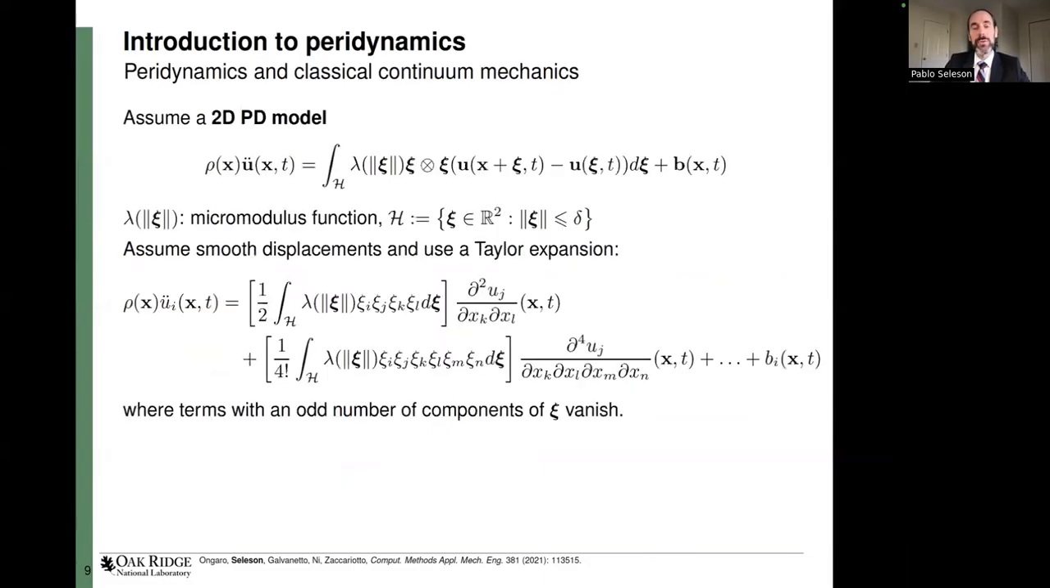Moving forward, let's look into a two-dimensional case. We're going to do a similar procedure. Now this is also a linear model. Here lambda is the micromodulus function. We have a dyadic product between the bond and itself, and we have the relative displacement as before. Here h now is the neighborhood around the origin, and if we again assume a smooth displacement and a Taylor expansion, we'll obtain a similar expression as before. It looks a little bit more complicated, but basically it's similar integrals multiplying the even partial derivatives. Because of the symmetry of the integration domain, the odd derivatives vanish.